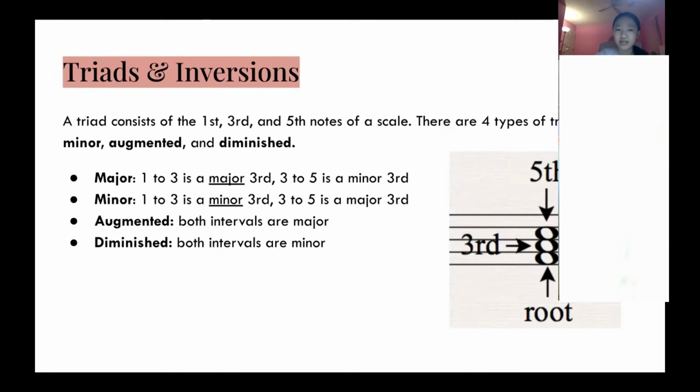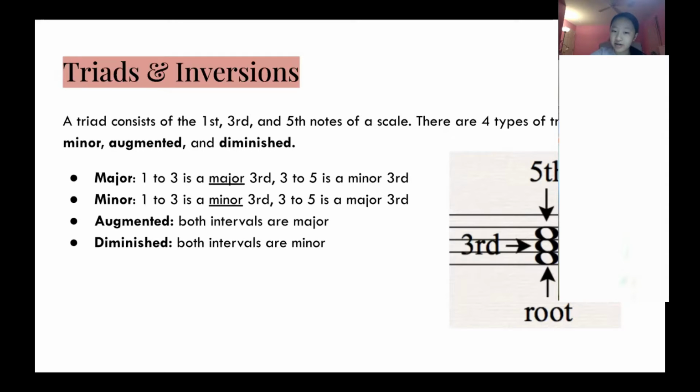So reviewing triads. A triad consists of the first, third, and fifth notes of a scale. And remember, there are 4 qualities of triads: major, minor, augmented, and diminished. So this is a way to remember how you can tell between those different qualities. For major, since we have 3 notes, the first note to the third note is a major third. For example, this is F, A, and C, and F to A is a major third. And then 3 to 5 is a minor third. So A to C is a minor third.